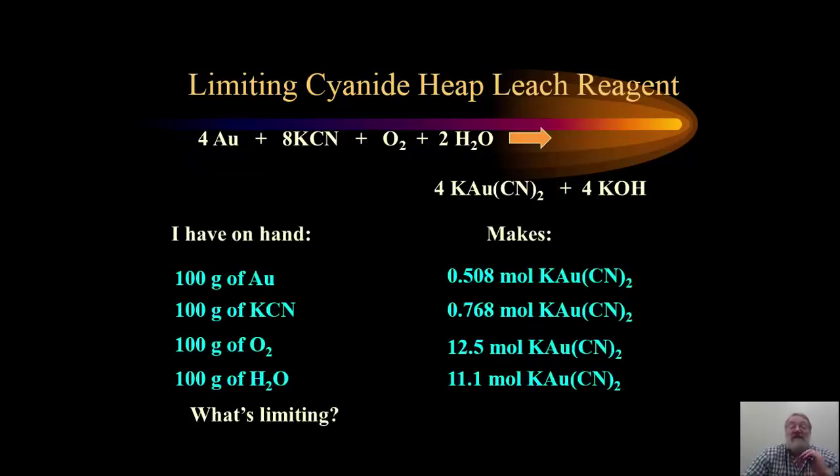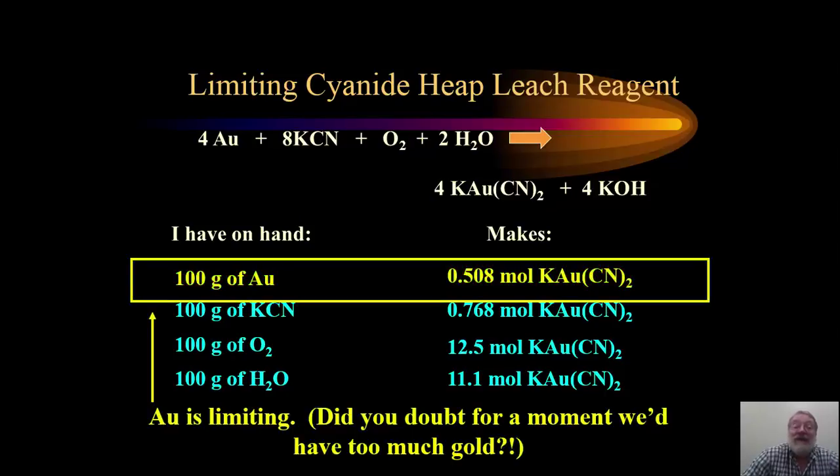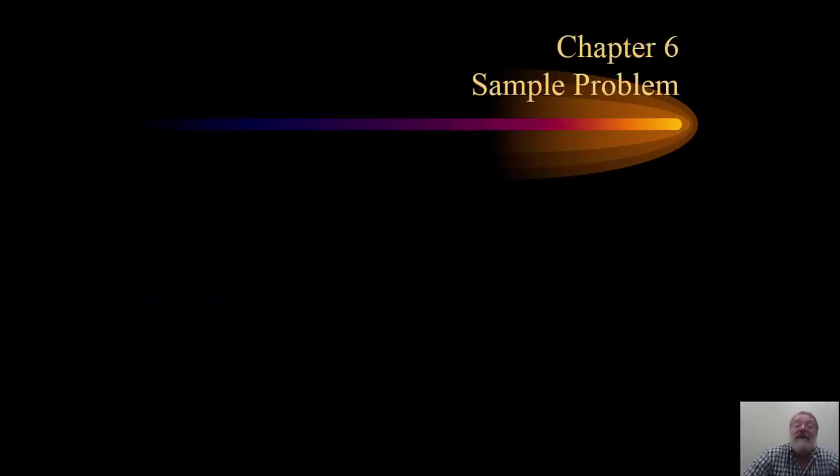If you do this same sort of calculation for the other 3 ingredients, you'll see that the one that we can make the fewest batches of dissolved gold with is the gold itself. It's the limiting reagent. So there I did a nice limiting reagent sample problem with one of the issues that I feature in the course.